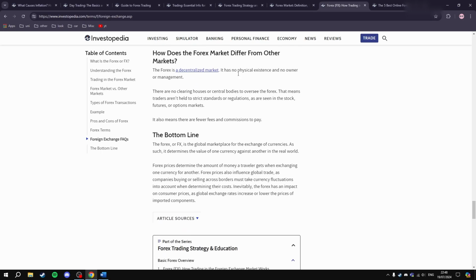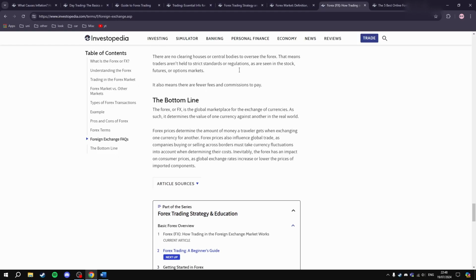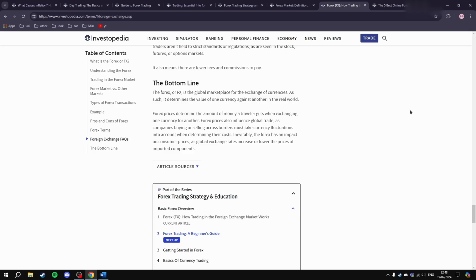How does the Forex market differ from other markets? The Forex is a decentralized market. It has no physical existence and no owner or management. There are no clearing houses or central bodies to oversee the Forex. That means traders aren't held to strict standards or regulations, as are seen in the stock, futures or options markets. It also means there are fewer fees and commissions to pay.